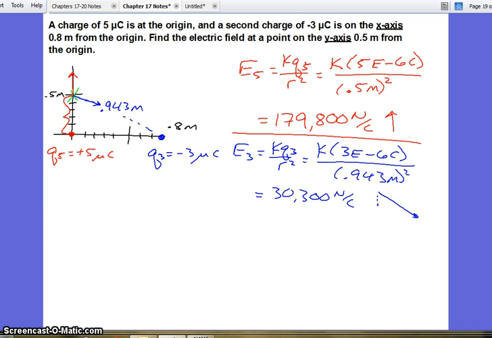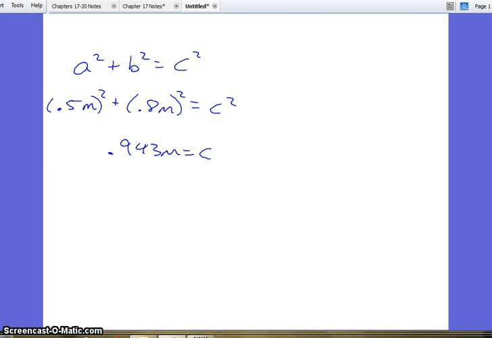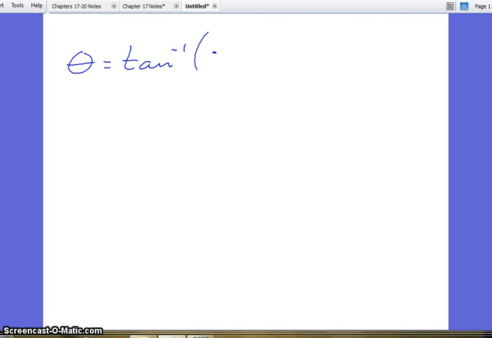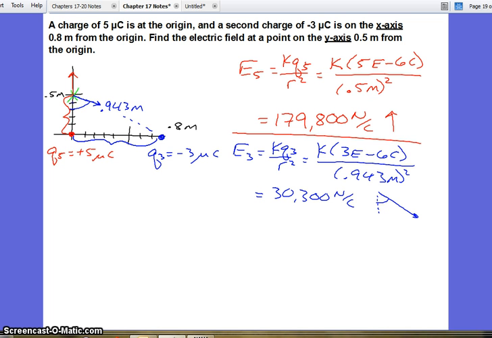But I need an angle associated with that. So I need to find this angle, and to do so, I'm going to use my inverse trig. Let's go back here to our scratch paper. So the inverse tangent of the opposite side, and we see that the opposite side is 0.8 meters, divided by my adjacent side. We see that our adjacent side is 0.5 meters.